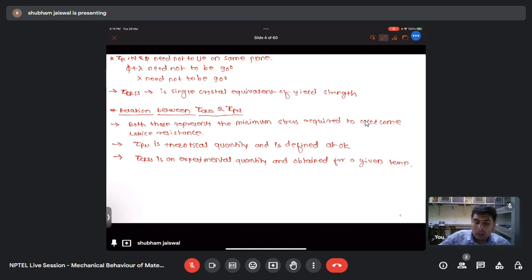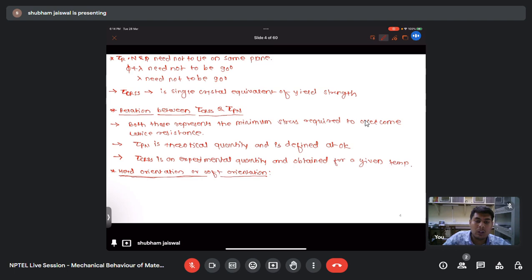Okay. So the equation for the resolved shear stress that we got is tau r equal to sigma cos phi into cos lambda. After that we saw what a hard orientation and a soft orientation are. As in the equation of the resolved shear stress, with cos phi and cos lambda, the slip plane is oriented at some angle, and the slip direction will be making some angle with the loading axis.